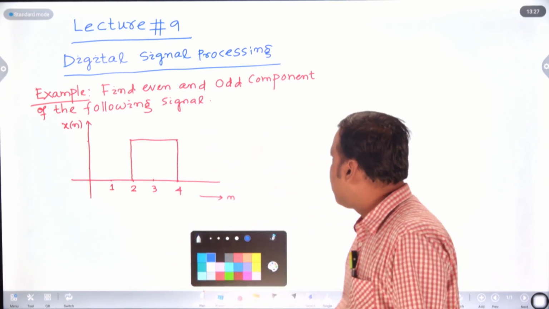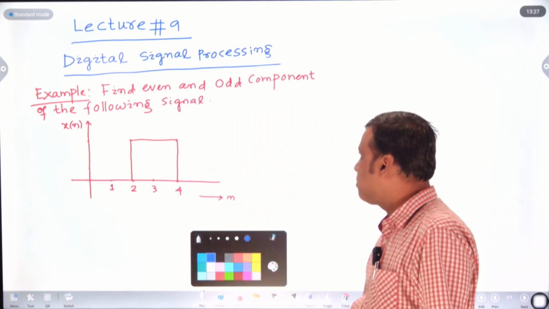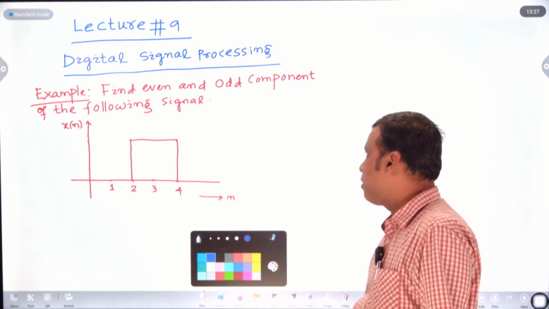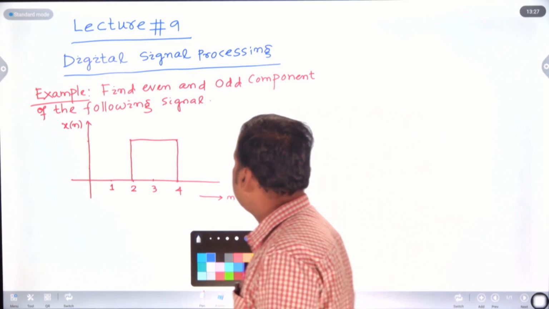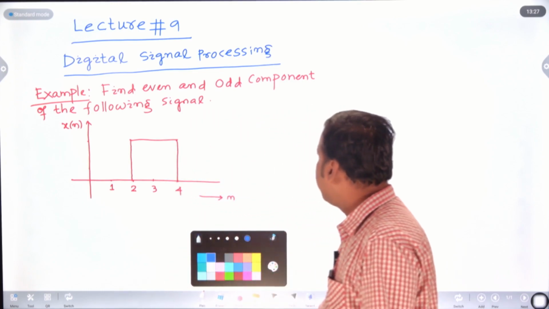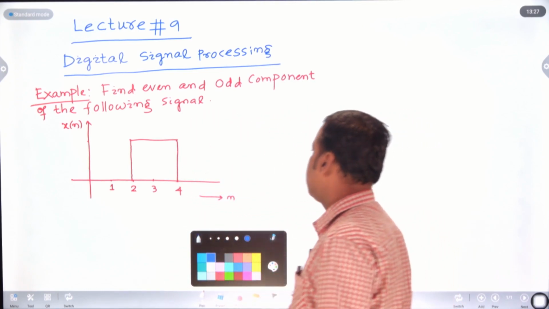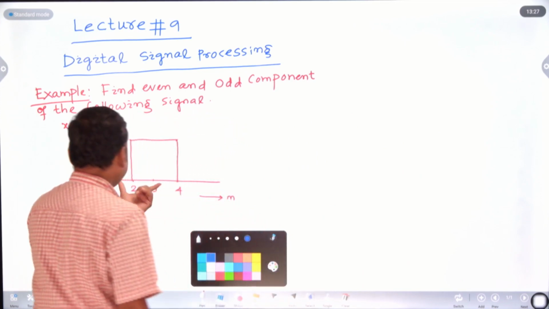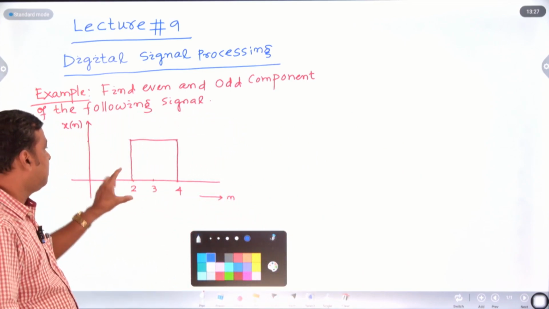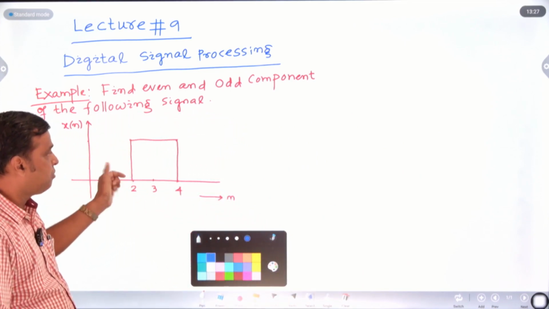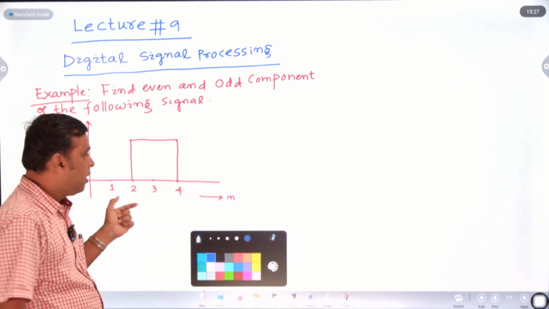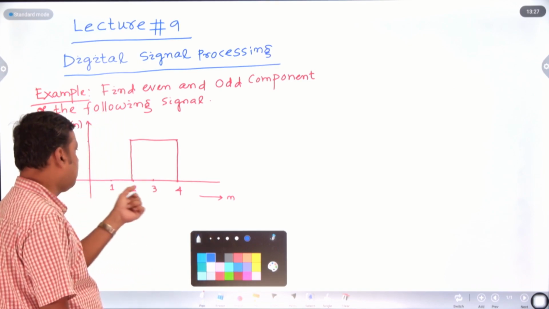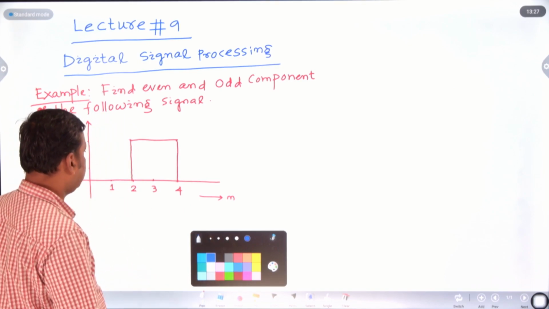So in continuous time signals or discrete time signals, how to find out the even and odd component of the given signals. These examples are numericals based on finding the even and odd component of the following signals. Suppose this is your n, this is a continuous signal, here we have to sample it. So this is your n and this is your x of n. The x axis is your n values of 0, 1, 2, 3, 4, etc. and this is the y axis, your x of n.